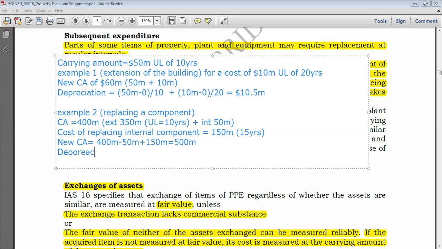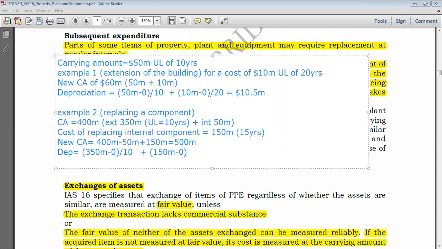So what would our depreciation be here? It would need to be computed as follows. I've remained with this figure here, the external component, that is 350 million. So I would take the carrying amount of that component, 350, minus scrap value, let's presume none, which is 0, and divide by the remaining useful life of 10 years. And then I would add the new part. We no longer have this 50 million. We have replaced it by the new component, which has a value of 150 million. So I would take 150 million, remove the residual value, presume it to be 0, and divide by the useful life, which is 15 years.